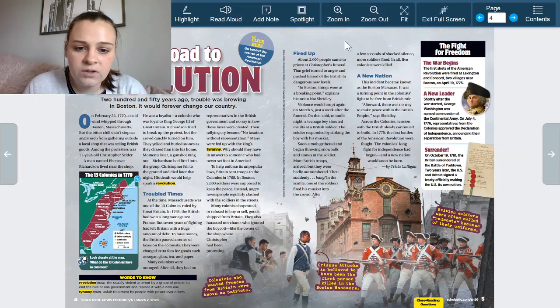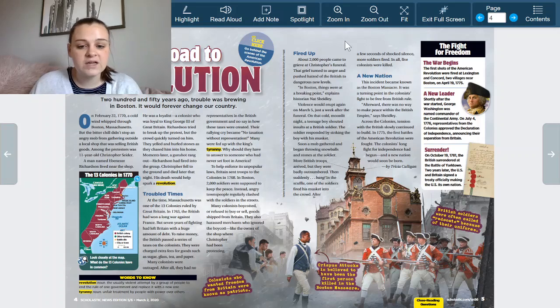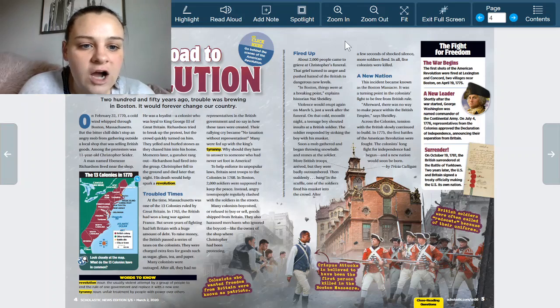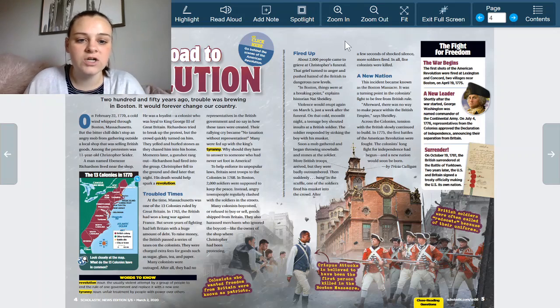On that cold moonlit night, a teenage boy shouted insults at a British soldier. The soldier responded by striking the boy with his musket. Soon a mob gathered and began throwing snowballs and stones at the soldiers. More British troops arrived, but they were badly outnumbered. Then, suddenly, bang! In the scuffle, one of the soldiers fired his musket into a crowd. After a few seconds of silence, more soldiers fired. In all, 5 colonists were killed.